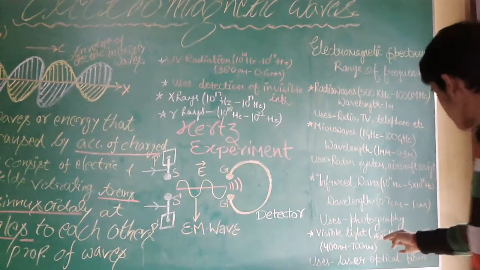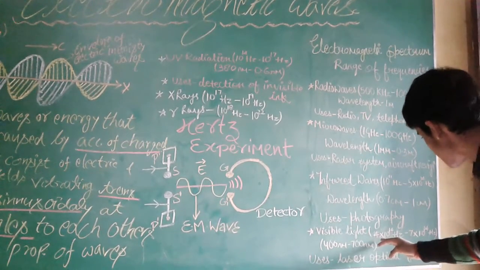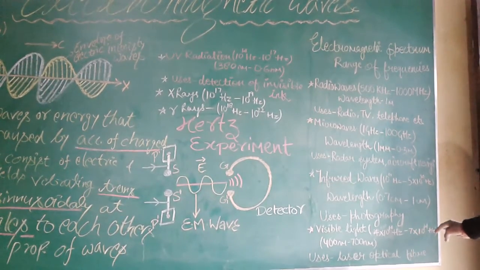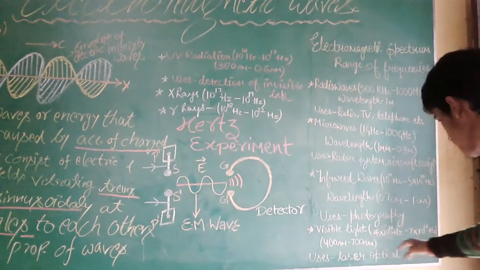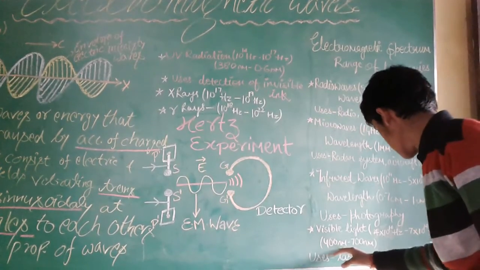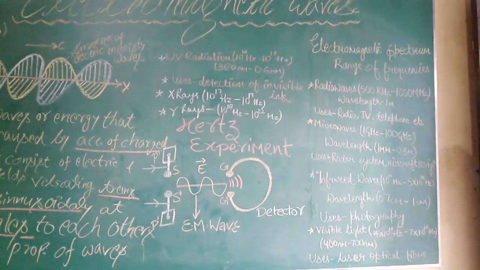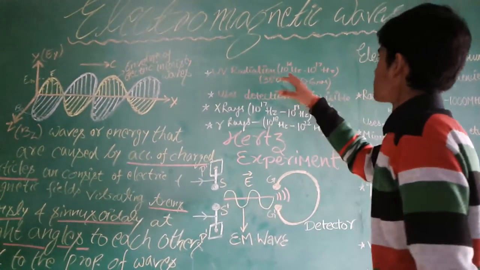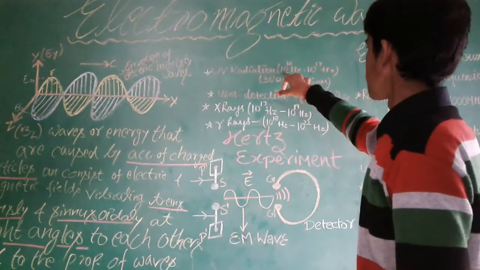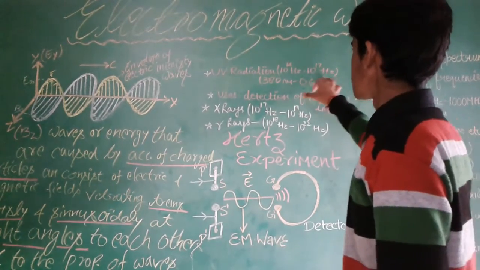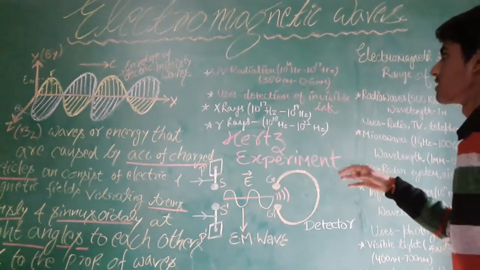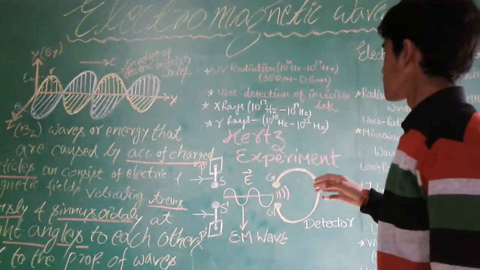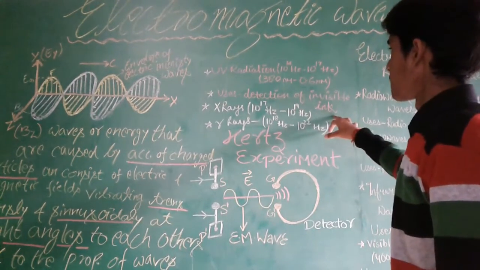Visible light. Their frequency ranges from 4 into 10 power 14 hertz to 7 into 10 power 14 hertz, and their wavelength is 400 nanometer to 700 nanometer. These are used in laser and optical fiber. Now next is UV radiations. These range from 10 power 14 hertz to 10 power 17 hertz, and their wavelength is 380 nanometer to 0.6 nanometer. Their uses are detection of invisible ink.